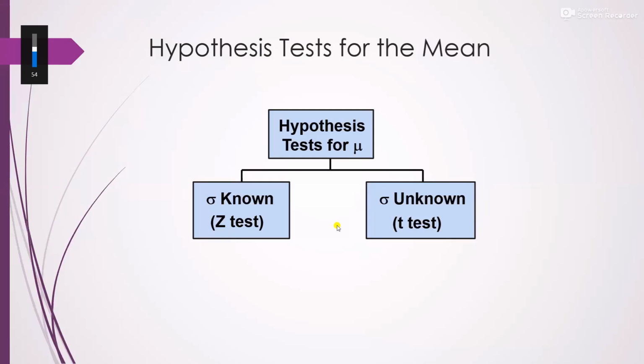A type 1 error occurs when the null hypothesis is true but it's rejected. If the null hypothesis is rejected when it is true, that is the type 1 error. The probability of a type 1 error is our level of significance, so we take it as 5% or 1% or 10%.